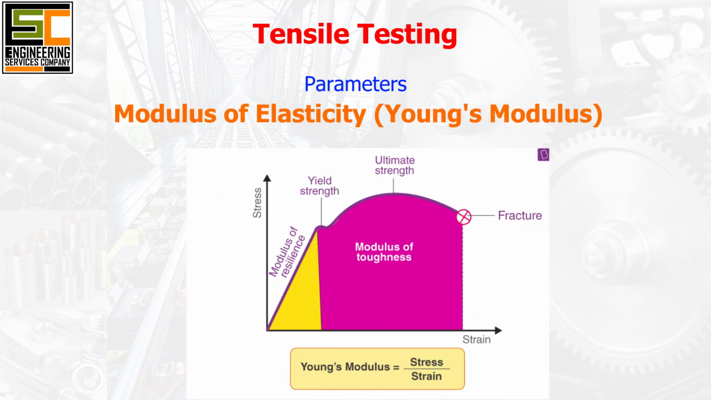Modulus of elasticity. Young's modulus. A measure of a material's stiffness or resistance to deformation under tension. It is calculated as the ratio of stress to strain within the elastic linear region of the stress-strain curve. It is typically measured in units of pressure, such as pascals, megapascals, or gigapascals.